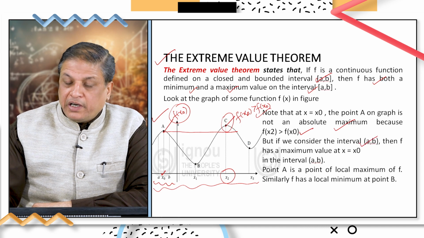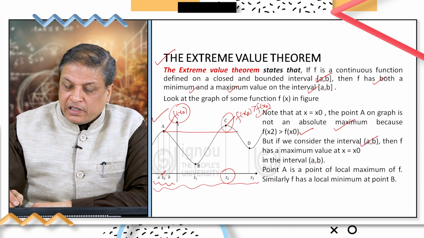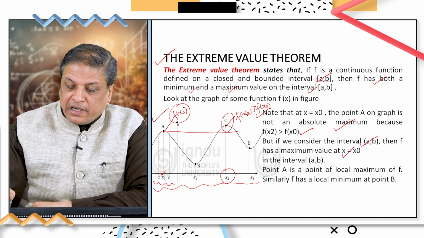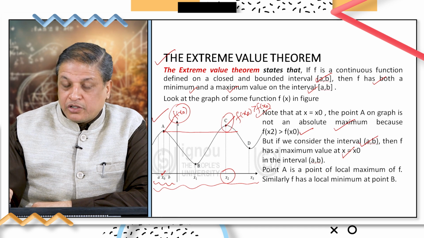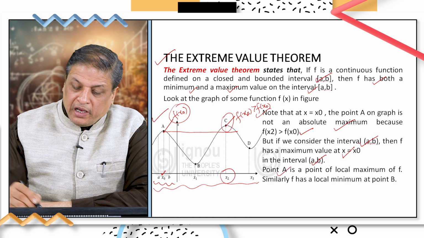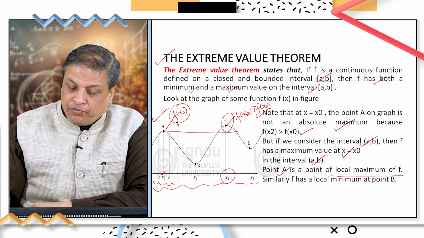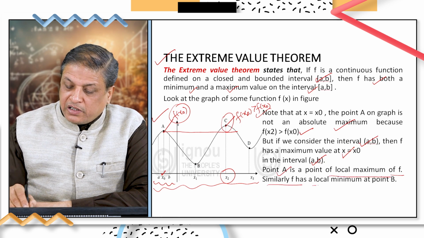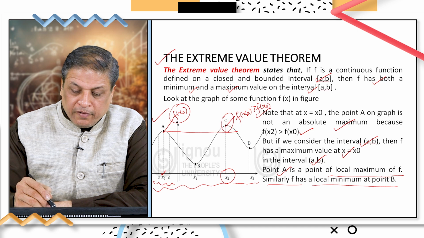But if we consider the interval AB, then we can say that the maximum value is at x equal to x naught in the interval AB. So point A is the local maxima of the function. Similarly, f has the local minima at point B.